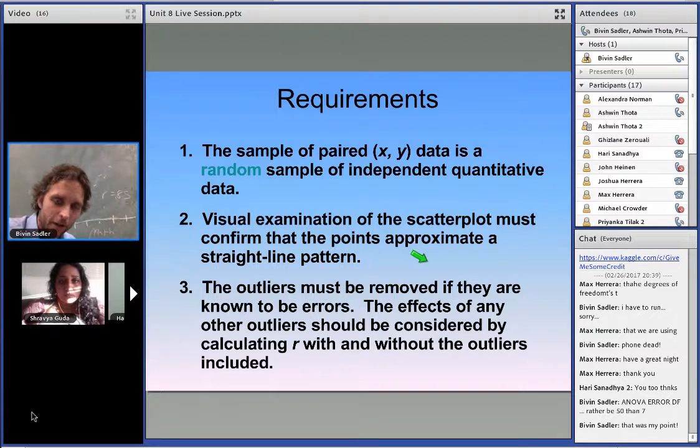Outliers must be removed if they are known to be errors, not just because they are outliers, but if they are known to be errors. The effects of any outlier should be considered by calculating R with and without outliers included. It's not advised to delete them if they're simply outliers, but that depends on the purpose. We're not quite there yet, but I'll just let it out here.